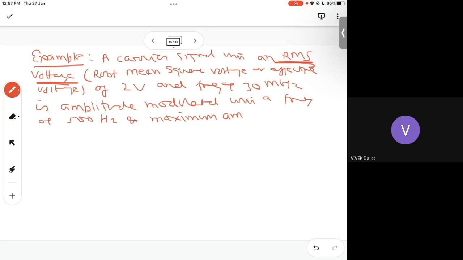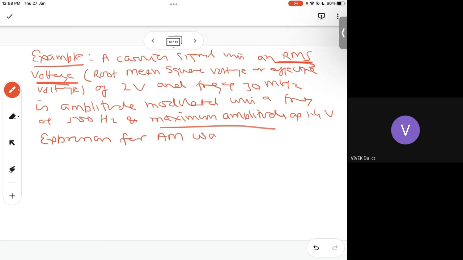So here I'm just giving one example, but there are two signals. One is carrier signal, where I'm talking about the RMS voltage, not the maximum voltage. But in our expression, we normally use the maximum voltage. And another signal, which is a low frequency signal, is of 500 Hz, but we are talking about the maximum amplitude. So in this case, how to write the expression for AM wave? Last time we had both the wave expressions. Now here we don't have the expression. So we have to write the expression for each of these waves. So how to go for this?